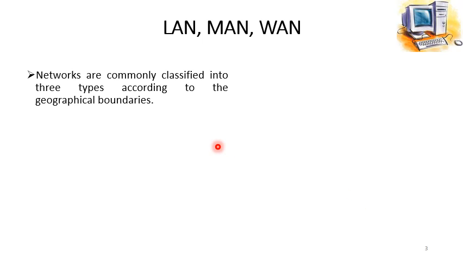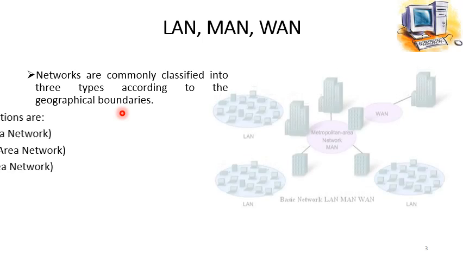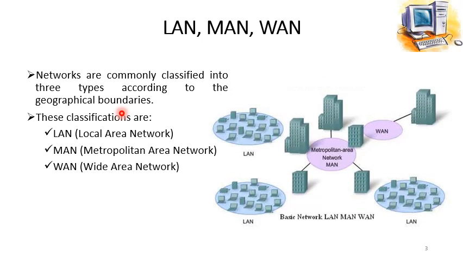Networks are commonly classified into 3 types according to the geographical boundaries. These classifications are LAN, that is local area network, MAN, metropolitan area network, and WAN, wide area network. In the coming slides we will discuss these 3 in more detail.